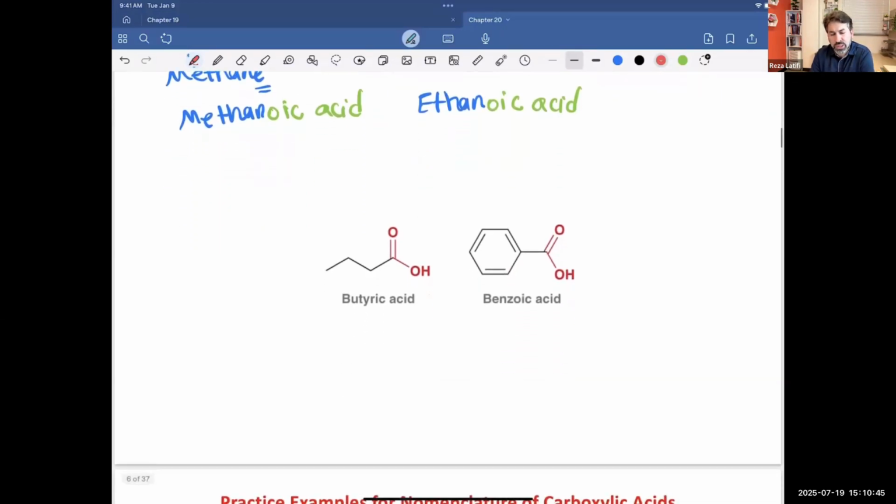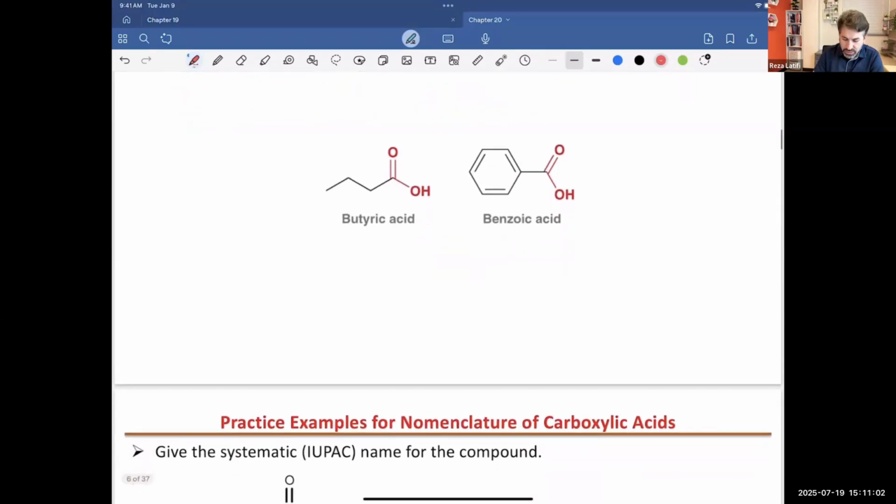And butyric acid is the acid that you can find in butter, and it is the reason that butter will taste sour and smell really bad, because of this acid. In this case, we have 4 carbons, so it will be butane, and I will get rid of the E, replace it by OIC, and I will say acid, butanoic acid.